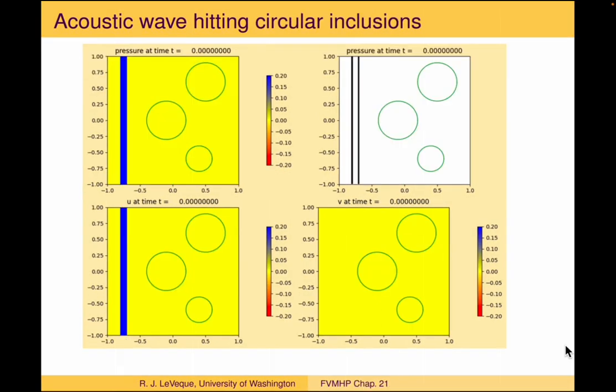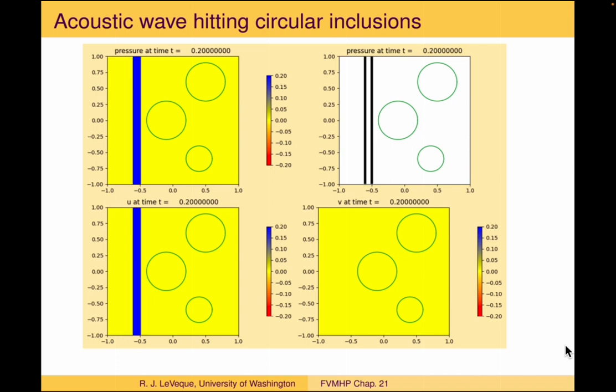So as one final example, just to show that you can handle more general geometry here, this is an acoustic wave hitting a set of circular inclusions. So this is going back to the material parameters from the first example where there's not such a great impedance jump, but there is some impedance jump, and so you get some reflection at these interfaces. And I've taken this somewhat narrower pulse here so that we can see those a little bit better.